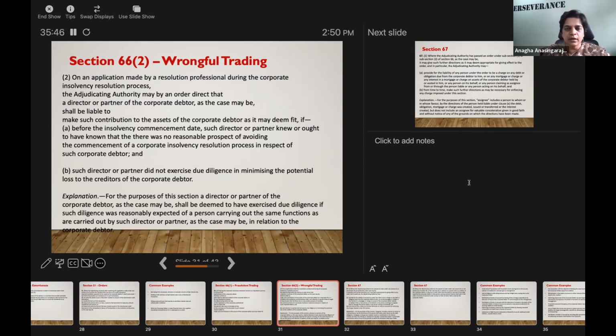So here now again we come to the twilight zone, that concept which we discussed, where in the twilight zone, these directors and promoters have an added responsibility of acting in the interest of the company, trying to maximize the value, or at least not to create further losses to the creditors. And during that period, if they fail to do that duty, then it may be a case of wrongful trading.